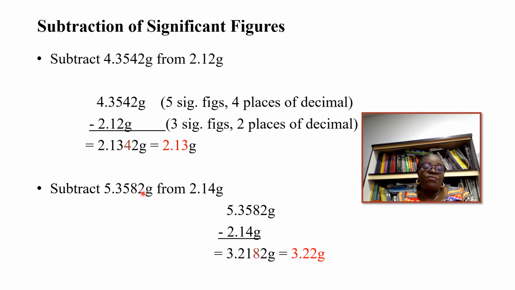Subtract 2.14 grams from 5.3582 grams. 5.3582 grams minus 2.14 grams. If we subtract them, we have 3.2182 grams, but that cannot be our answer. We will look at it because 2.14 grams has 2 places of decimal, and that is the limiting value. Our answer will come back and look at it. 3.21, the decimal point should end here. But 8 is higher than 5. So we'll round it up and add 1 to this 1. And our correct answer will be 3.22 grams to 2 places of decimal.